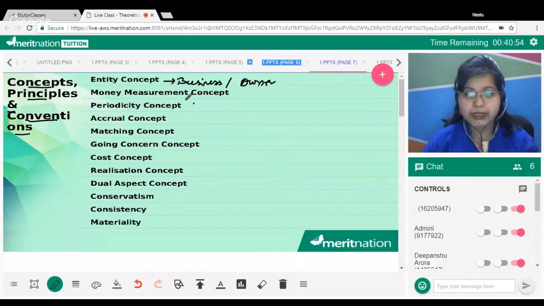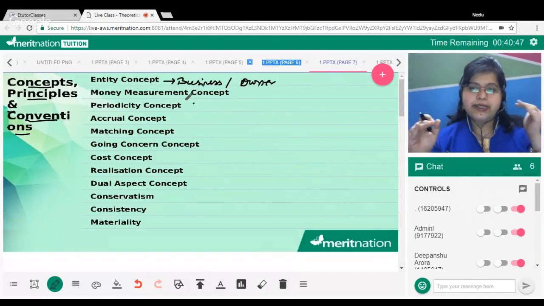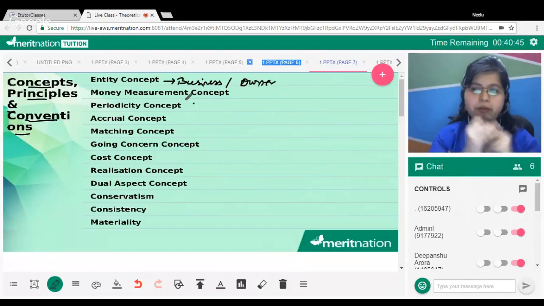But in reality, in accounting, it does make a difference. Mr. XYZ has a separate identity and the business has a separate identity. We should not merge them together.